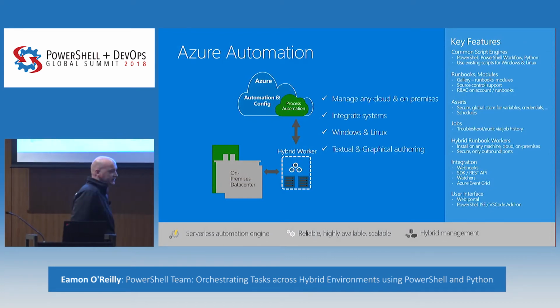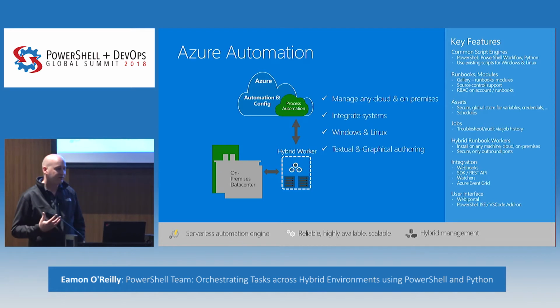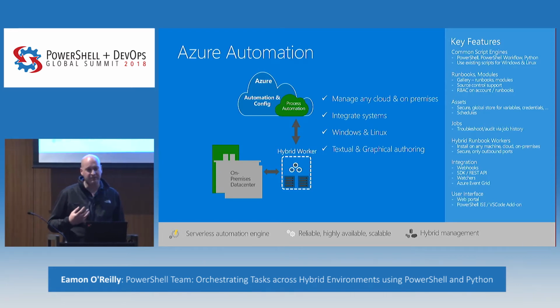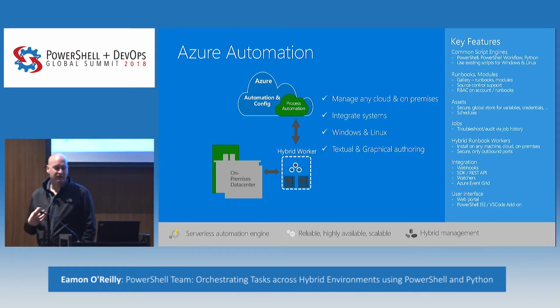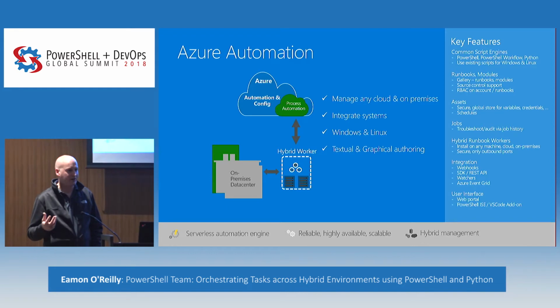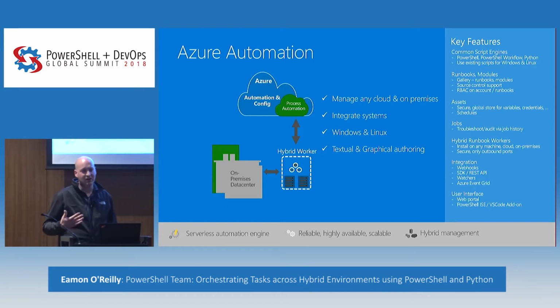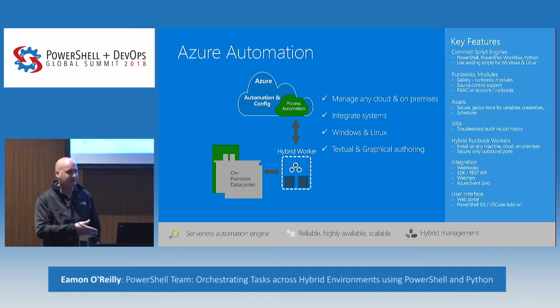So if you're not familiar with it, Azure Automation Service is basically a serverless automation engine that runs in the cloud. And what that really means is you don't have to focus on how the infrastructure is going to work. Do I need to spin up enough VMs? Is it going to scale? Is it going to be reliable? What happens if my machine is down? All of the challenges you have to try to overcome with an on-premises infrastructure.